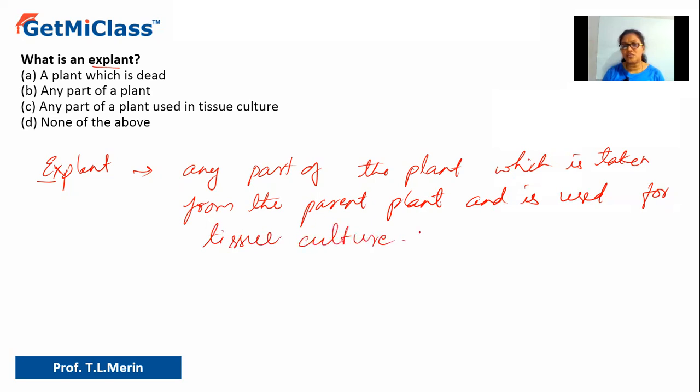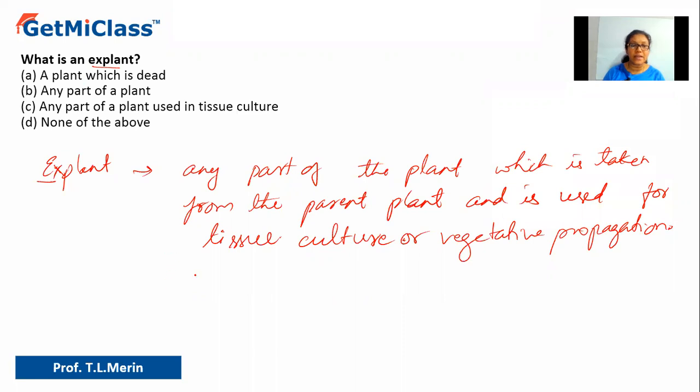So not only tissue culture, you may have certain buds which can, even naturally, if you just put them in the soil, give rise to a new plant. So any part of the plant which will be used for further propagation, or you can say tissue culture, or you can say vegetative propagation. And that is because it belongs to the parent plant, so we call it explant.